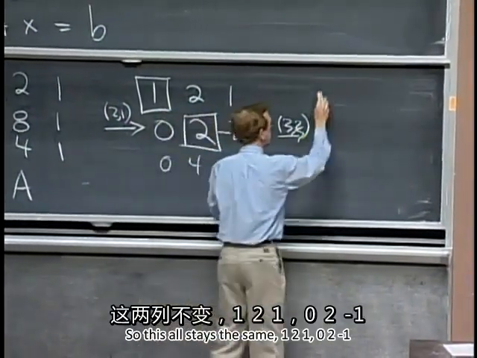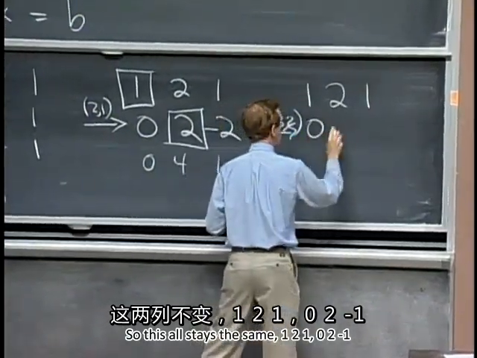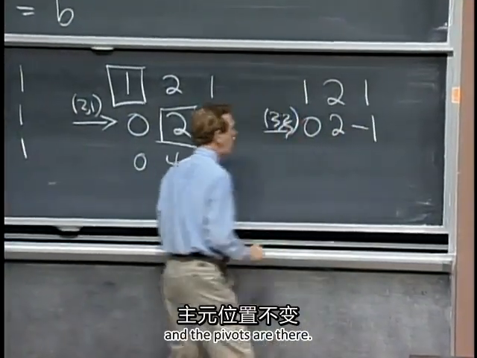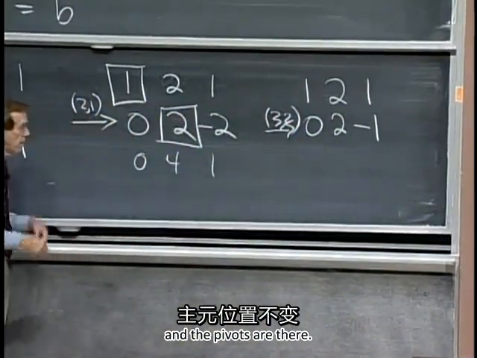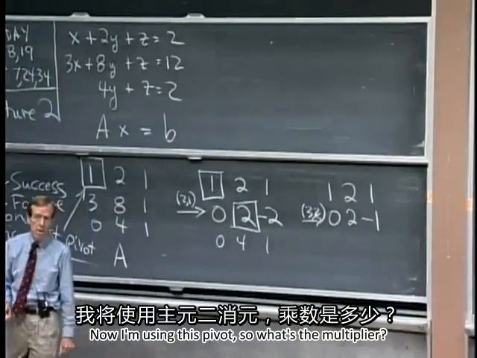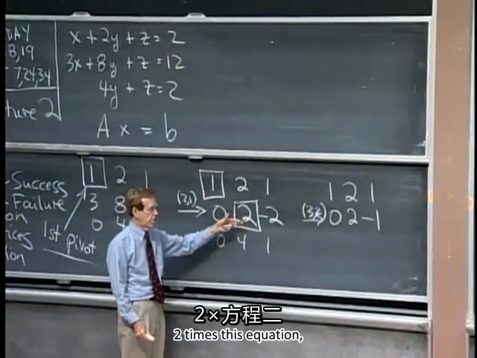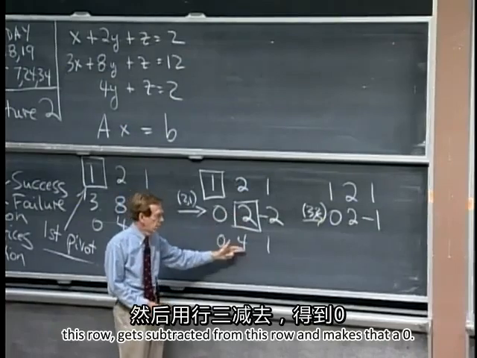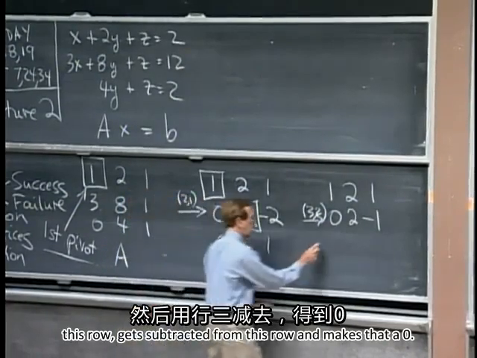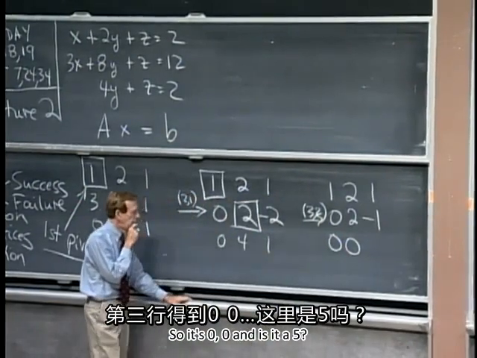So this all stays the same. 1, 2, 1, 0, 2, minus 1. And the pivots are there. Now I'm using this pivot. So what's the multiplier? 2. 2 times this equation, this row, gets subtracted from this row and makes that a 0. So it's 0, 0, and is it a 5?